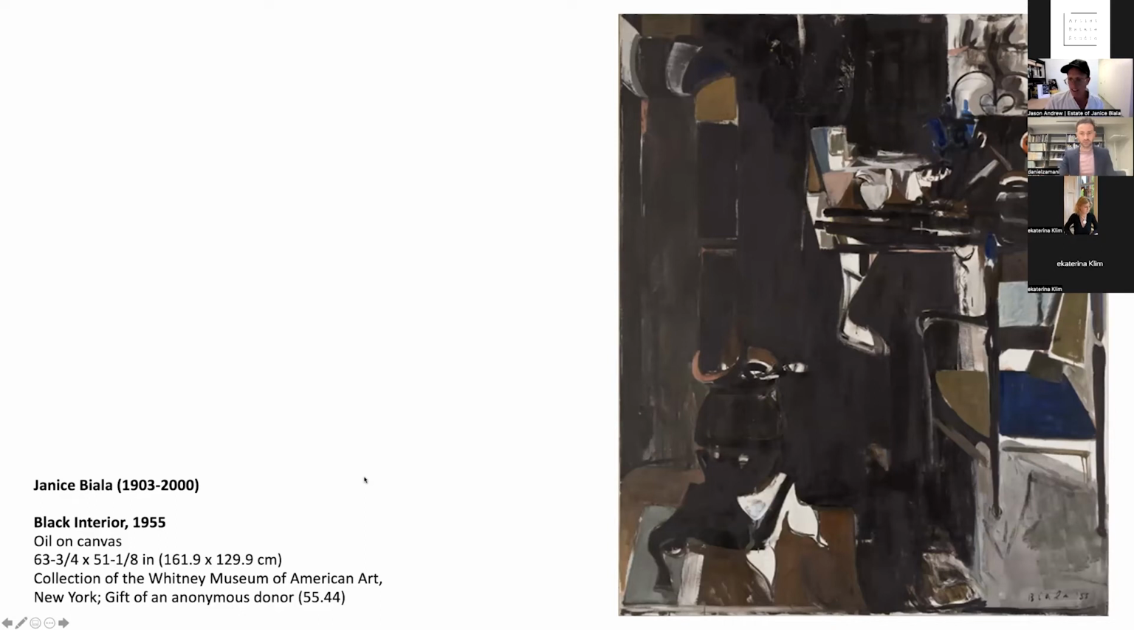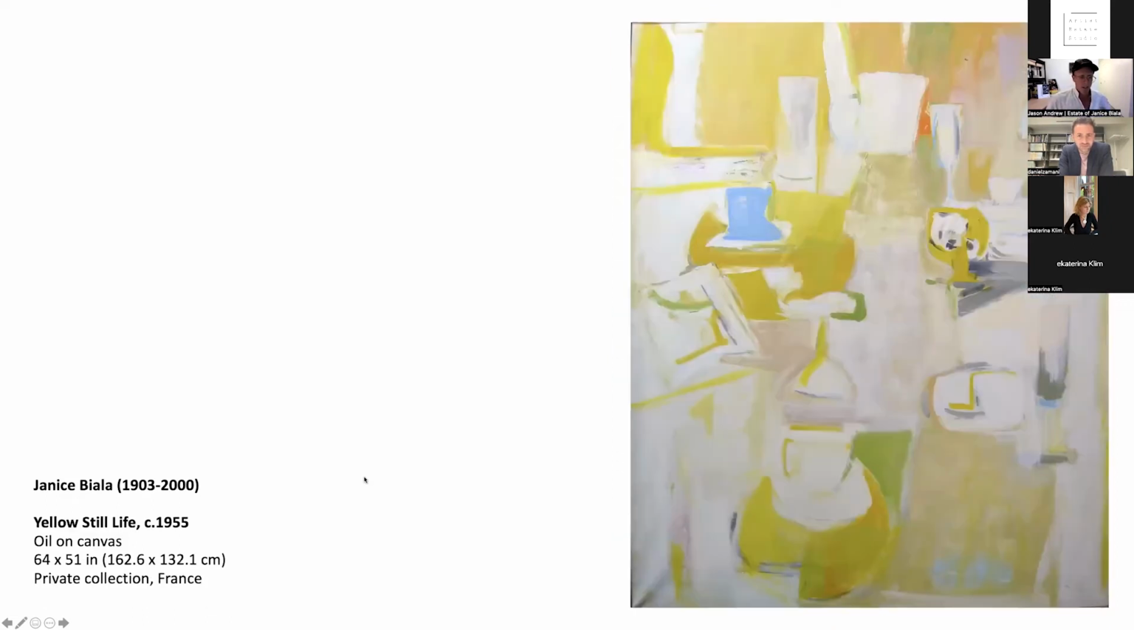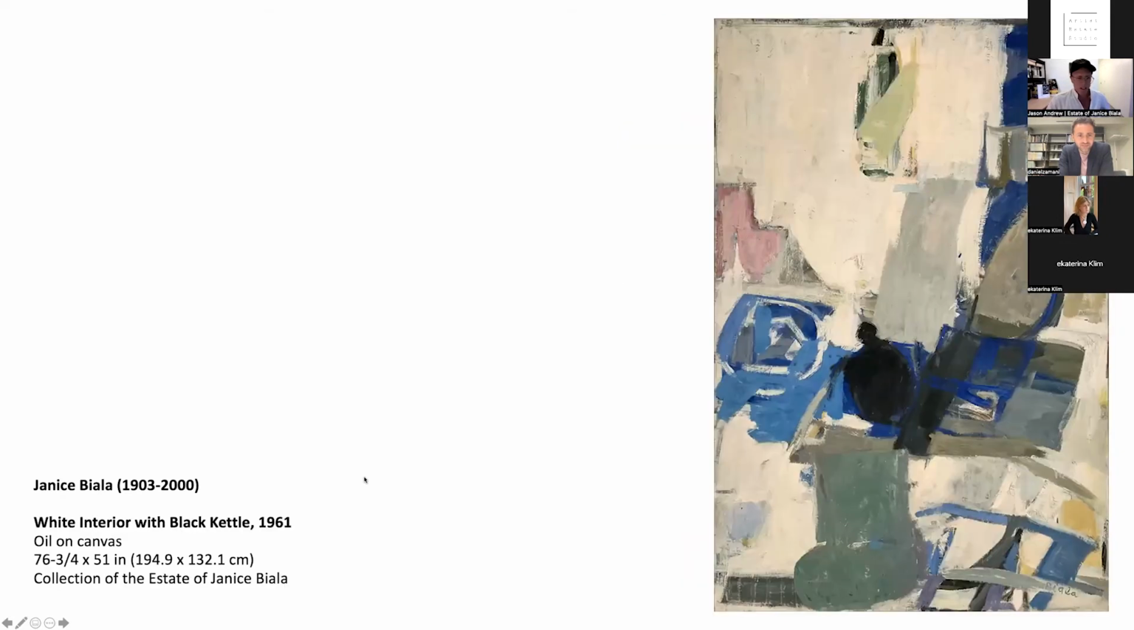It's her way of us trying to figure out where we are, what we're doing, what's happening. And that little vessel that's on the table there is a French milk container that she owned with Ford Madox Ford. It appears pretty frequently in a lot of her paintings, off and on. Yellow still life along the same lines. White interior with black kettle.